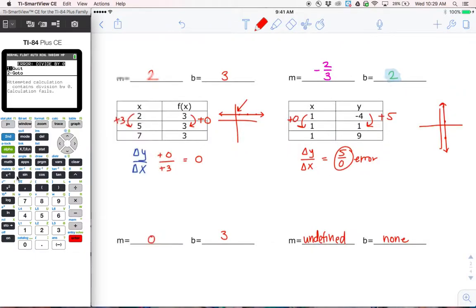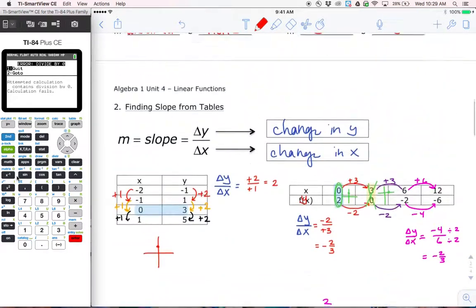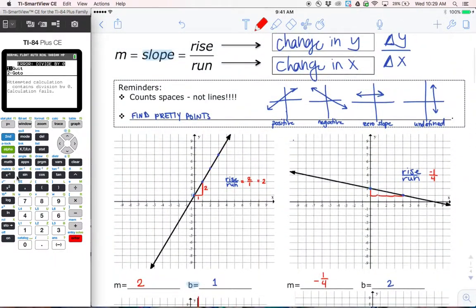All right. To recap this lesson, remember slope is rise over run if you're looking at a graph. And in really any other time, you're talking about the change in y over the change in x. Also recall that we have 4 different possible types of slope.